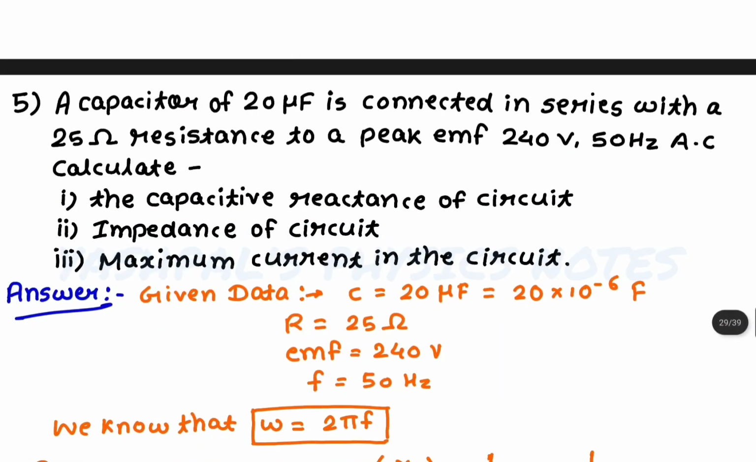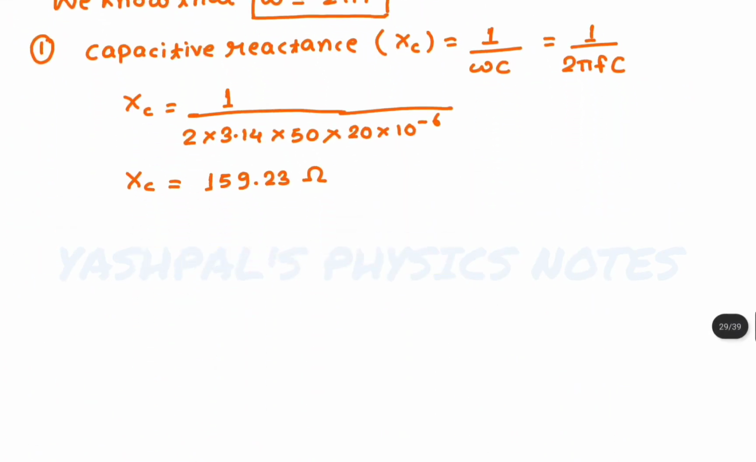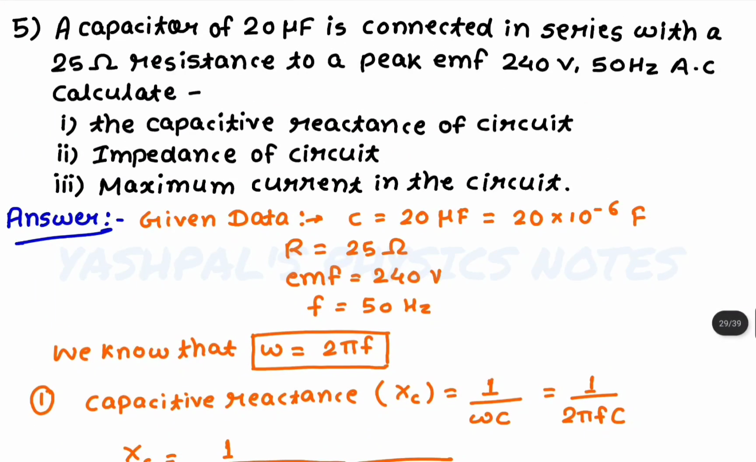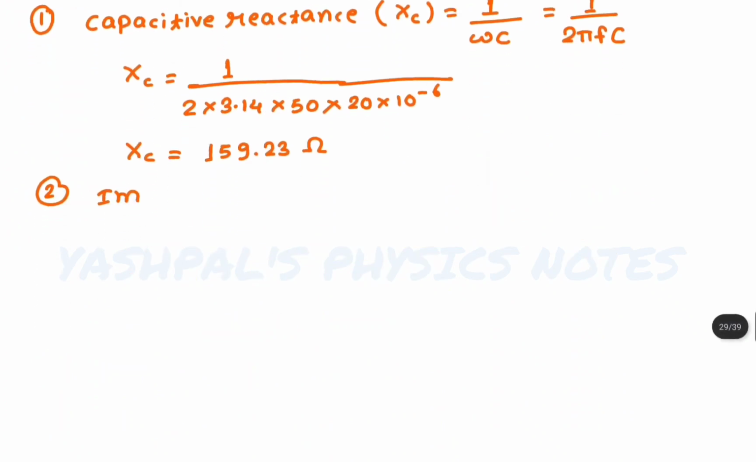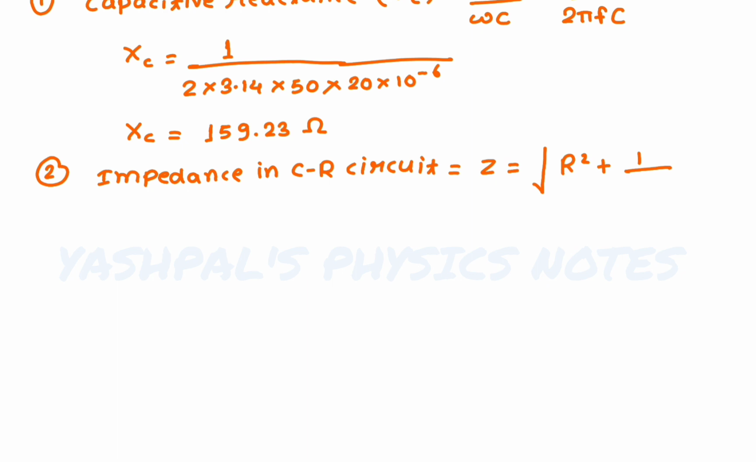Next we are asked the impedance of circuit. Remember that impedance SI unit is also ohm. Now here I am writing second, impedance in CR circuit. Why we are considering CR circuit? Because we are given the data with just capacitor and resistance. No inductor data is given here. So I am writing impedance in CR circuit. It is given as Z is equals to, its formula is under root R square plus 1 upon omega square C square.